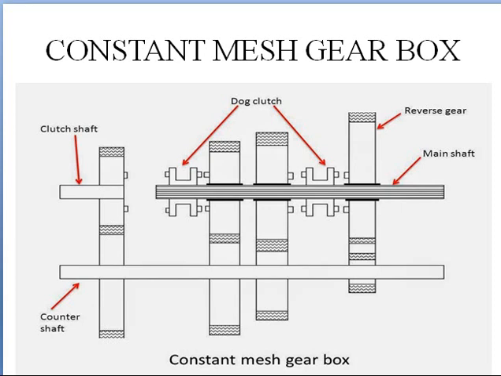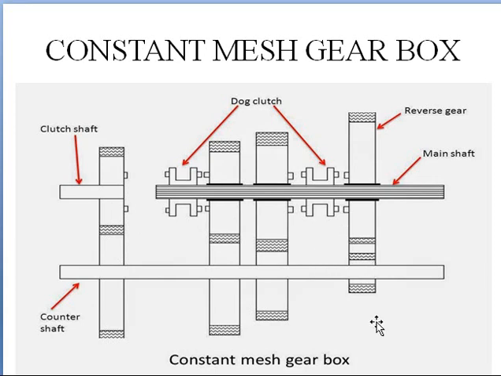Next one is constant mesh gearbox. The name itself indicates that there will be a constant meshing between the gears instead of sliding here and there. This is the clutch shaft, this is the counter shaft, these are the dog clutches, this is the reverse gear and this is the main shaft. Here every gear will be in contact with every gear, continuously rotating.